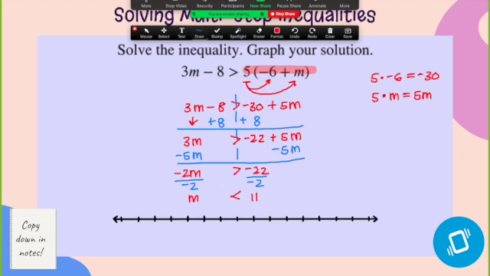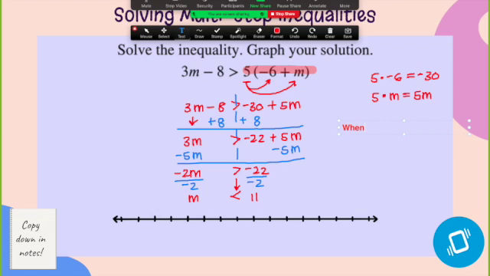Now it's important that you see right here, we just flip the sign. Remember that if I am dividing or multiplying by a negative number, it's always important to flip the sign of that inequality. And then it's always good to make that as a note. So right here, I will type it out.